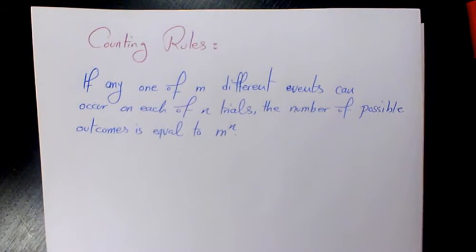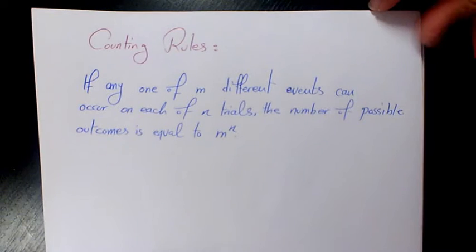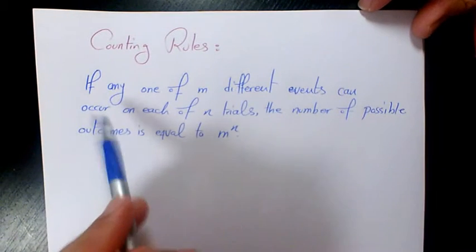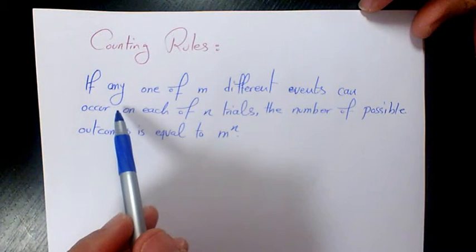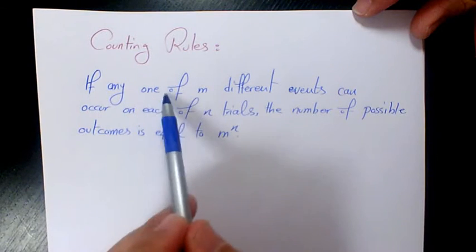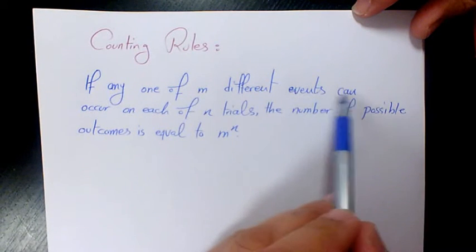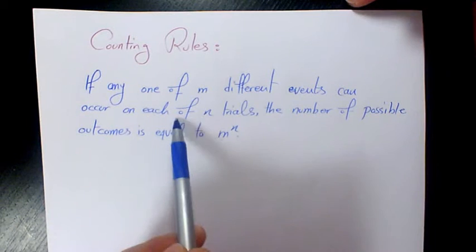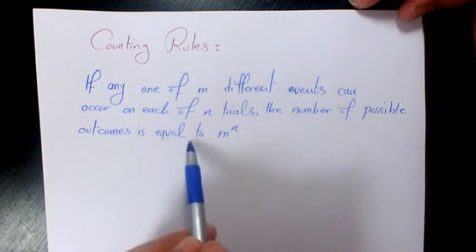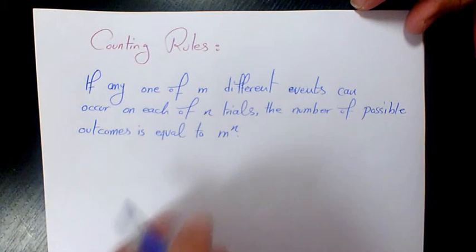Welcome to another video. In this video I want to talk about counting rules. So the first counting rule is: if any one of m different events can occur on each of n trials, then the number of possible outcomes is equal to m to the power of n.